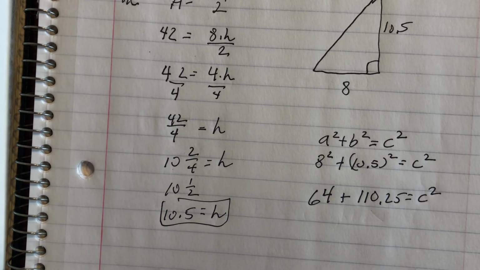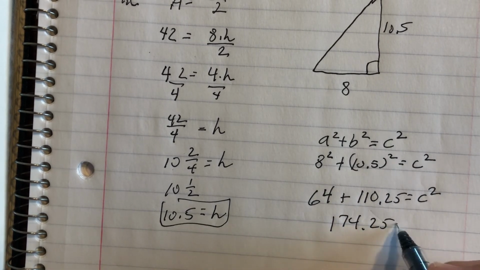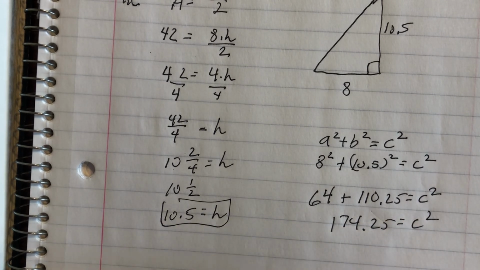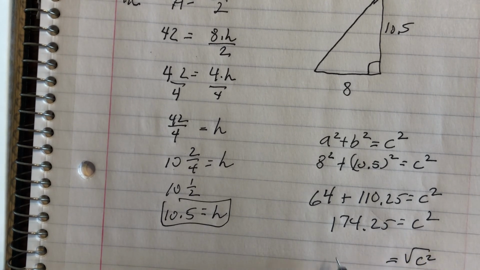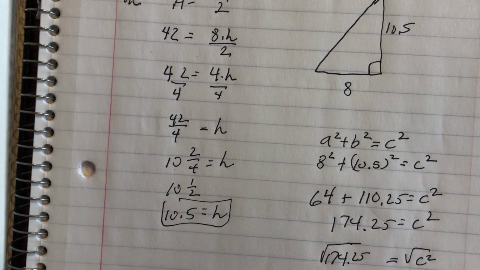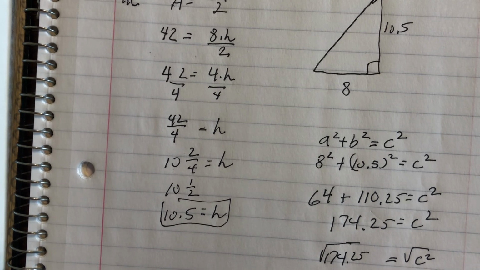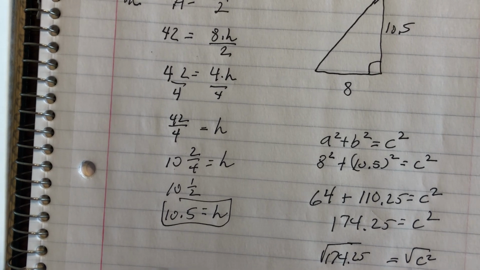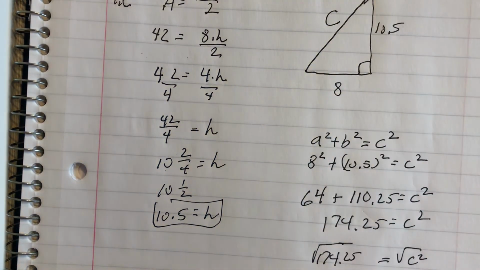So the 110.25 plus 64 gives me 174.25 equals c squared. Now I know you know what to do after this. You're just going to take the square root of both sides. So the square root of c squared is going to equal the square root of 174.25. Square root of c squared is c. And the square root of 174.25 is approximately 13.2. So I'm going to say c is about equal to 13.2. And that's my hypotenuse. On my figure, the c is your hypotenuse, so I found that.